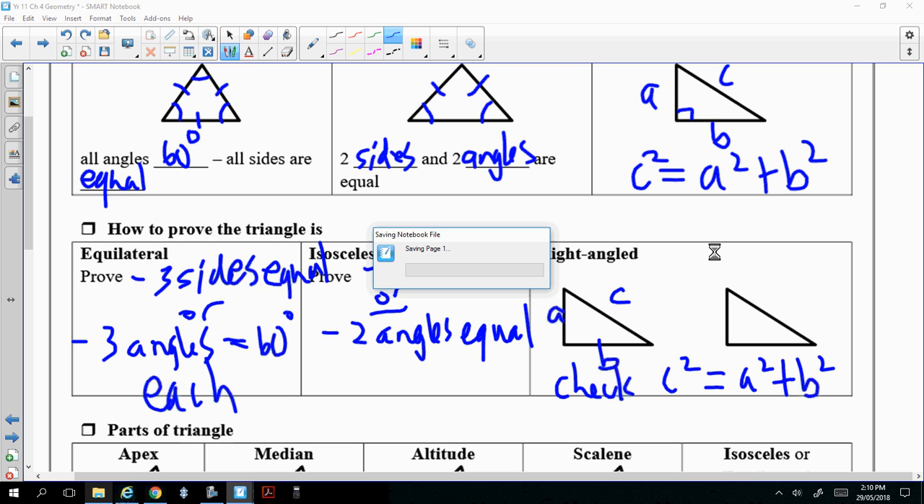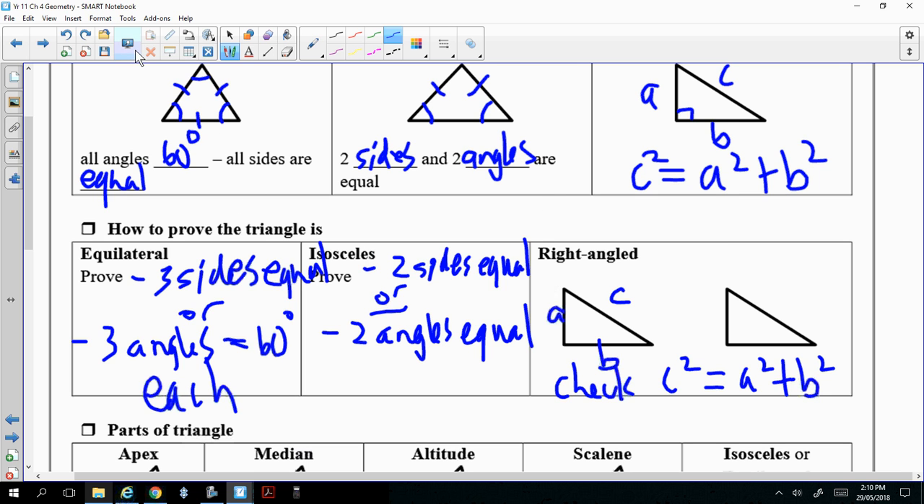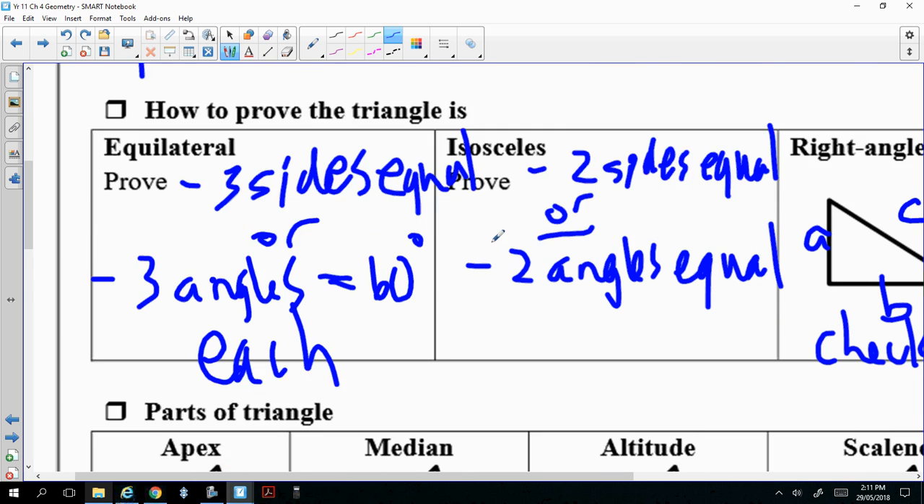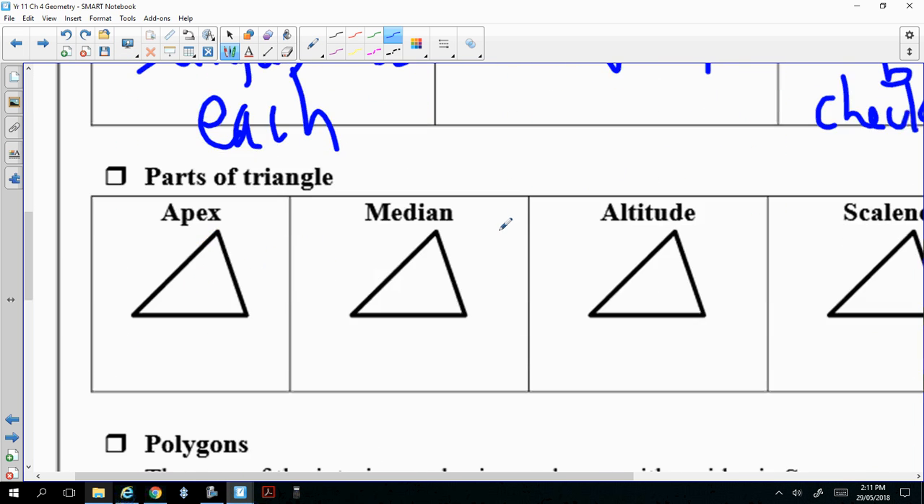Okay, let's move on. Polygon. Next thing is, we need to look at parts of a triangle. What's an apex? The top bit. Yep, apex, that's the top bit. Median is the line joining to the middle. Altitude is the height. Note the difference between median and altitude.